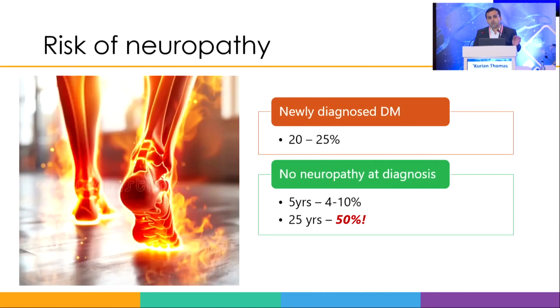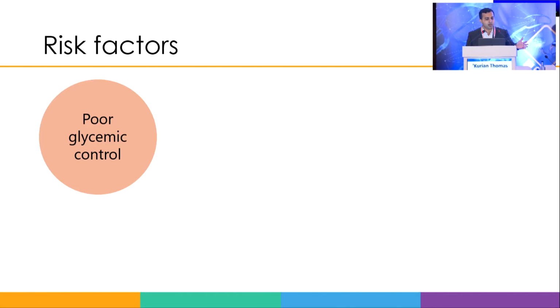If a patient comes with newly diagnosed diabetes, at that time itself, the prevalence of neuropathy is around 20 to 25%. Many of it may be subclinical. If there is no neuropathy at diagnosis, even in a well controlled diabetes, neuropathy can develop. Up to 50% of patients may be affected by 20 years.